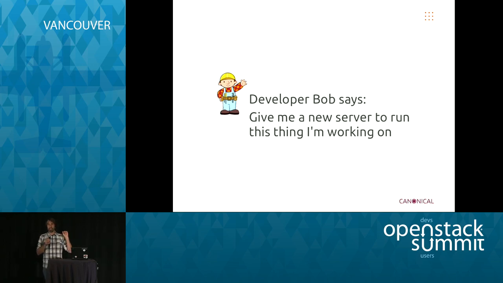This use case is actually quite simple. Give me a new server to run this thing that I'm working on. So this is the typical dev and test use case, and it's primarily the reason why most of the OpenStack clouds deployed today are primarily for dev and test. It's because this use case here is of fundamental importance.